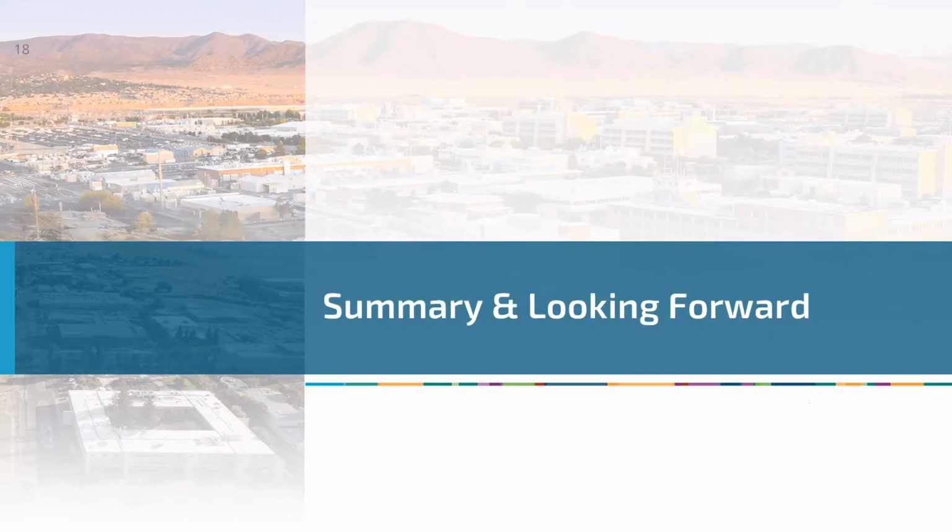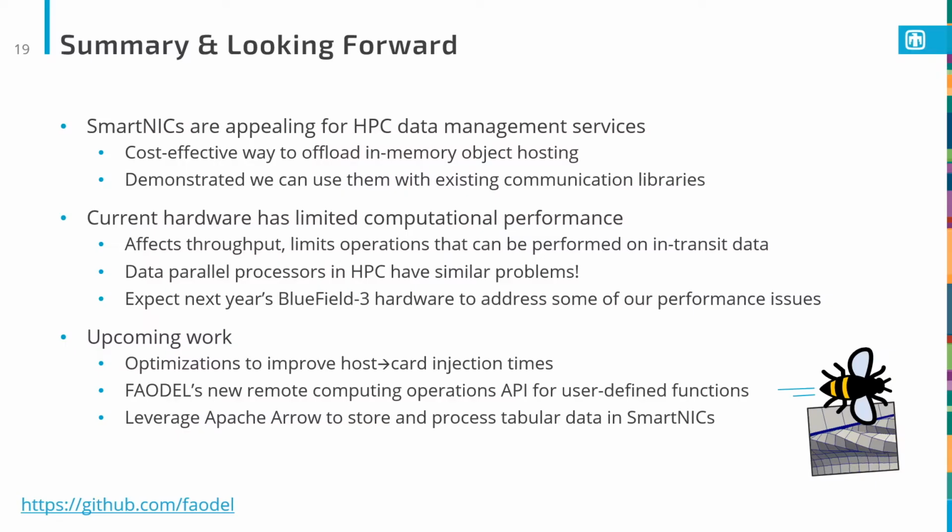To summarize, SmartNICs are appealing for HPC data management services because they offer a cost-effective way to offload in-memory object hosting. We've demonstrated in this work that we can use them with existing communication libraries such as Fayetteville. Now, we do note that current hardware has limited computational performance, and this does affect our network throughput, as well as limit the types of operations that can be performed on in-transit data. However, we also note that current generation data parallel processors found in HPC systems also have similar problems. We expect that next year's Bluefield 3 hardware will address some of our performance issues.